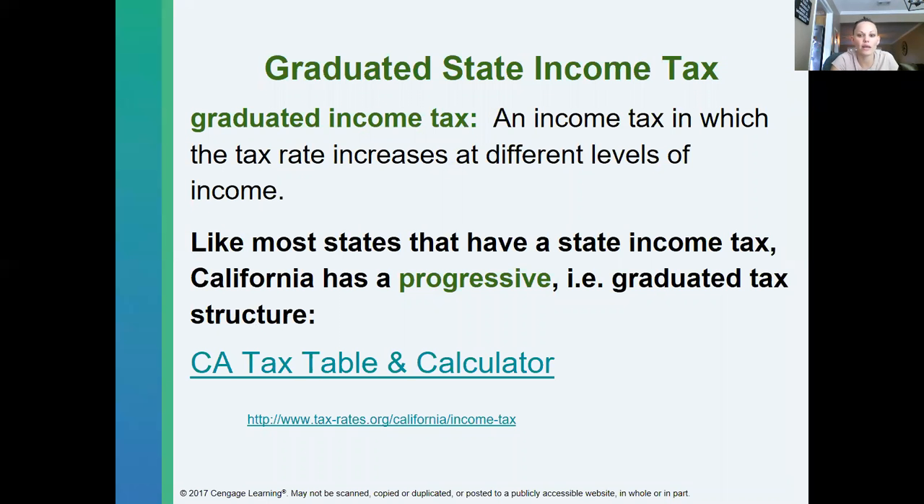So a graduated income tax is an income tax in which the tax rate increases at different levels of income. So most states have a state income tax that is, California's is progressive, so it's graduated, meaning the more you make, the more you pay.